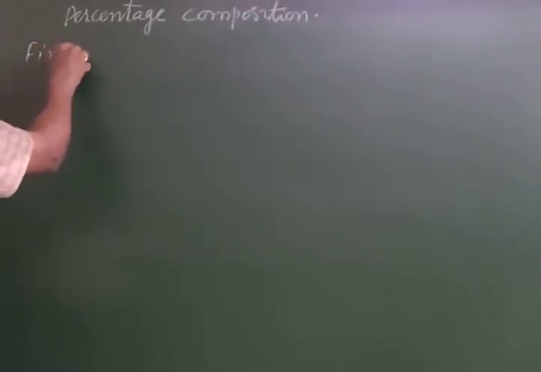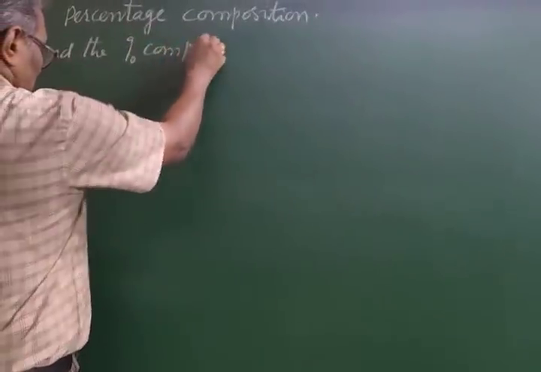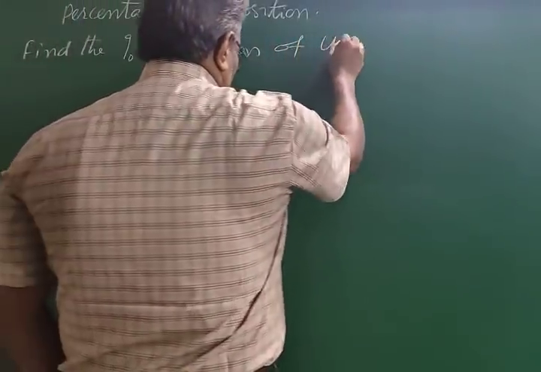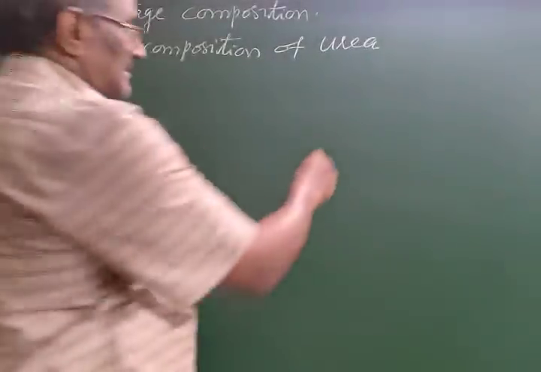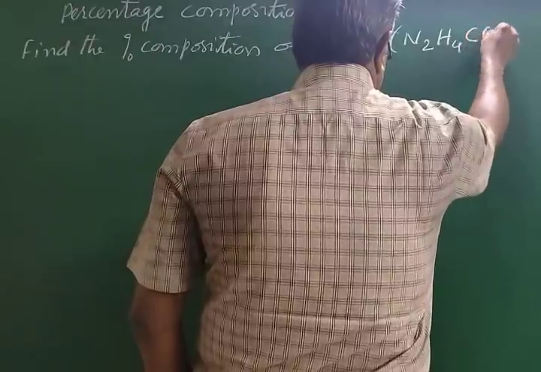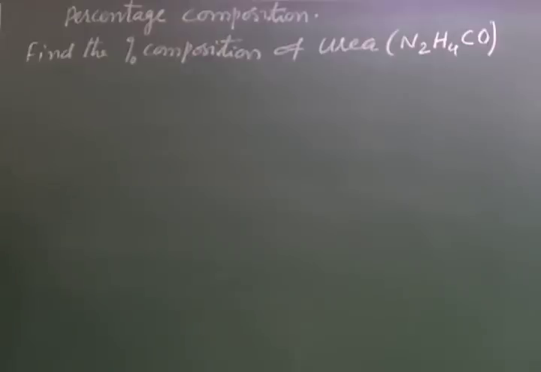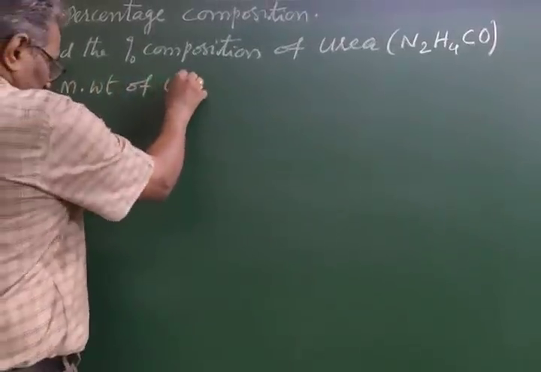Find the percentage composition of urea. The formula of urea is N2H4CO. Now let us find the molecular weight of urea first.